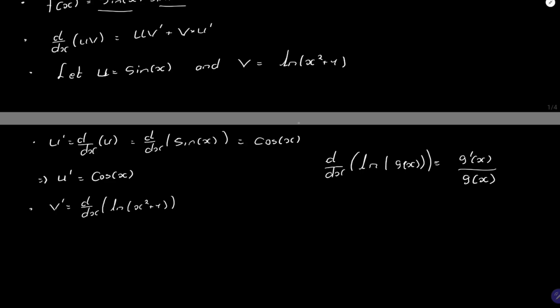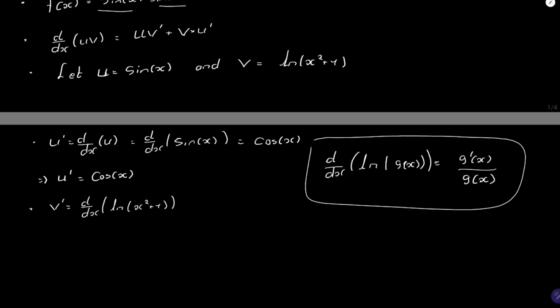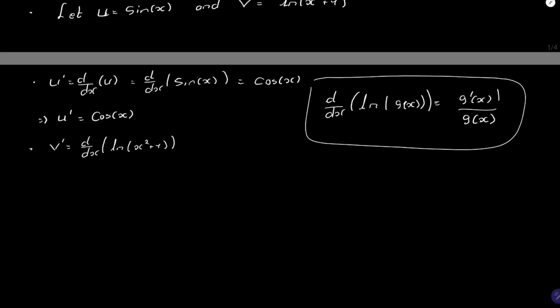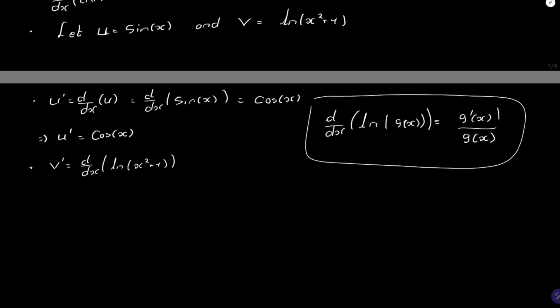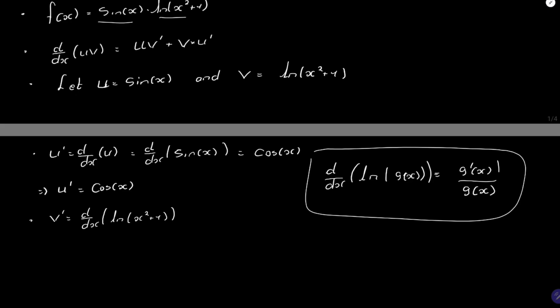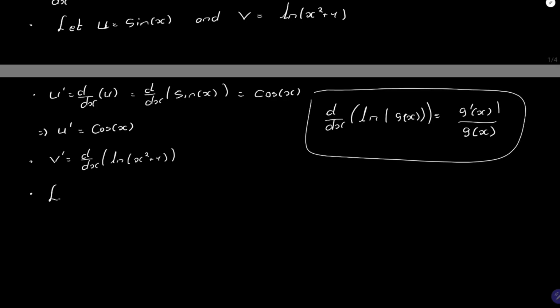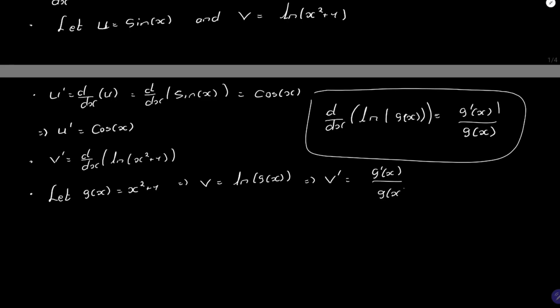So this tells us that in order to find this derivative, we first need to find our sub-derivative g prime of x. So identifying ourselves with this function, we first need to identify our g of x before we can even start. So let g of x be equal to the function x squared plus 1. This implies that v is the function ln of g of x, and that v prime is then the function g prime of x over g of x.